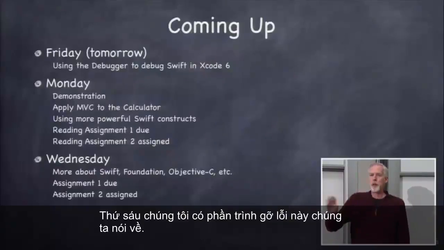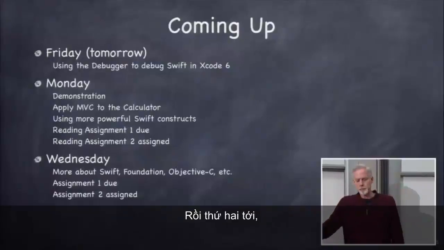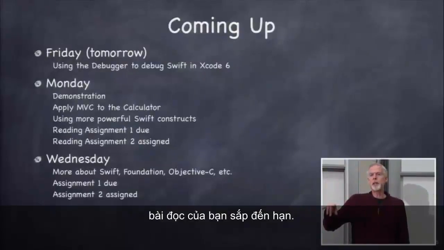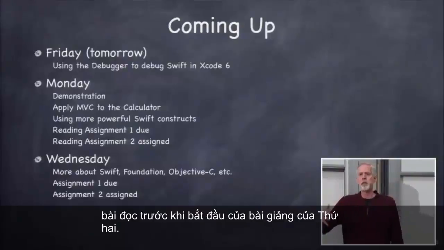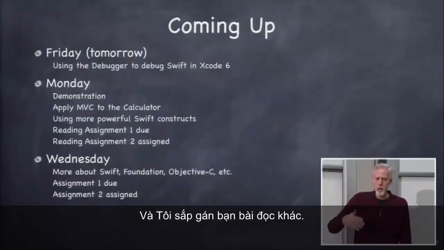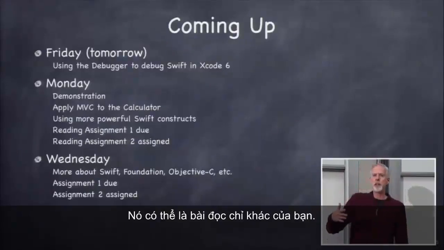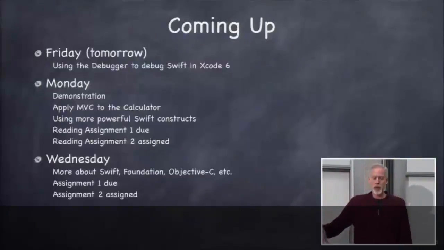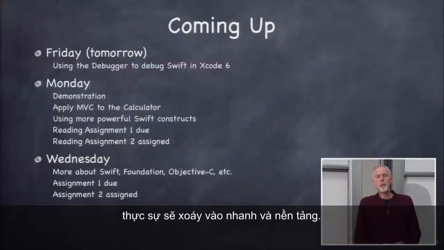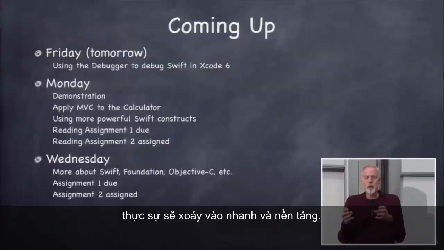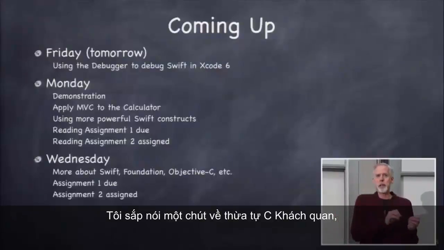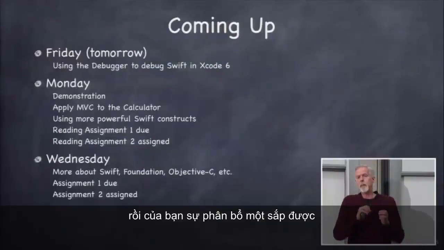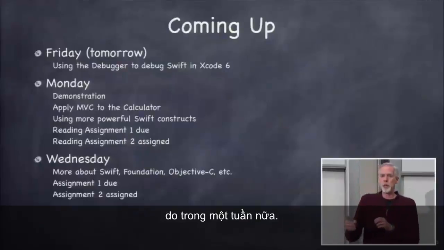But for Stanford students, Friday we have this debugger section we talked about. And then next Monday, your reading assignment is going to be due. In other words, you should be done with that reading assignment before the start of Monday's lecture. And I'm going to assign you another reading assignment. It might be your only other reading assignment. Perhaps there'll be a reading assignment 3, but it won't be any more than that. And then on Wednesday, I'm really going to dive into Swift and Foundation. I'm going to talk a little bit about the Objective-C legacy. And then your assignment 1 is going to be due a week from today.